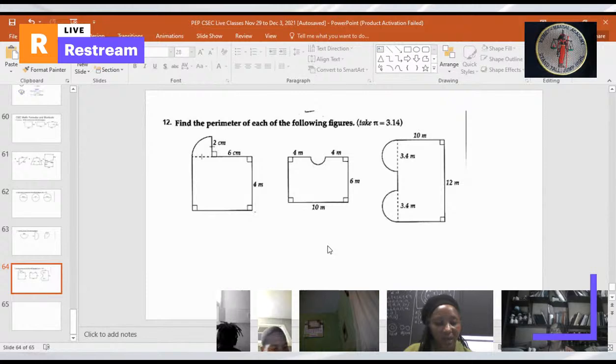We're going to do another perimeter class next week for the formula class. And then we're going to go into area. So area of the square, rectangle, trapezium, parallelogram, all of them, plus the area of the circle, right? Yes, miss.